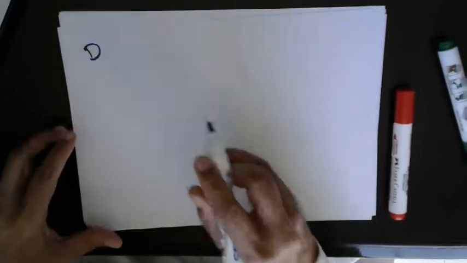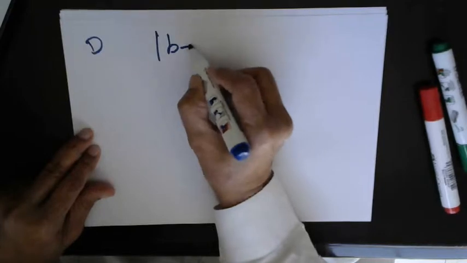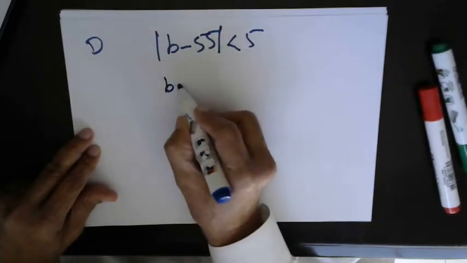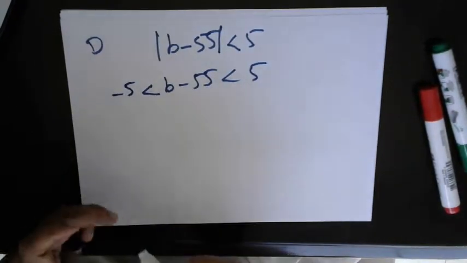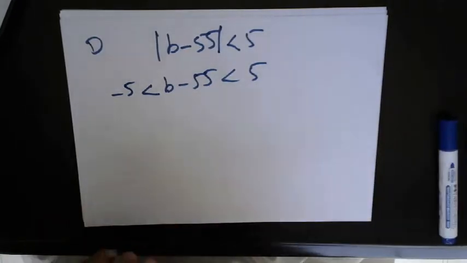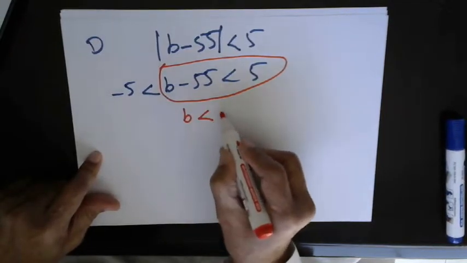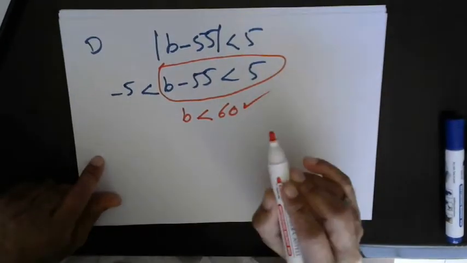Okay, let us see what is D. So D is modulus of B minus 55 is less than 5, which means B minus 55 will be less than 5 or greater than -5. As before, let us consider this inequality. That will give me B less than 60. Less than 60. So this is okay.